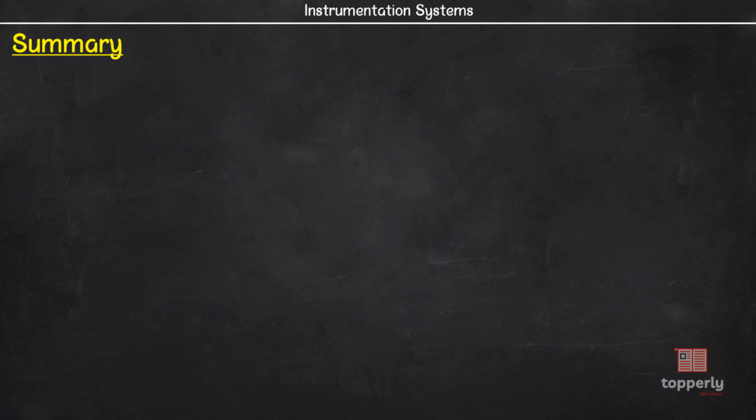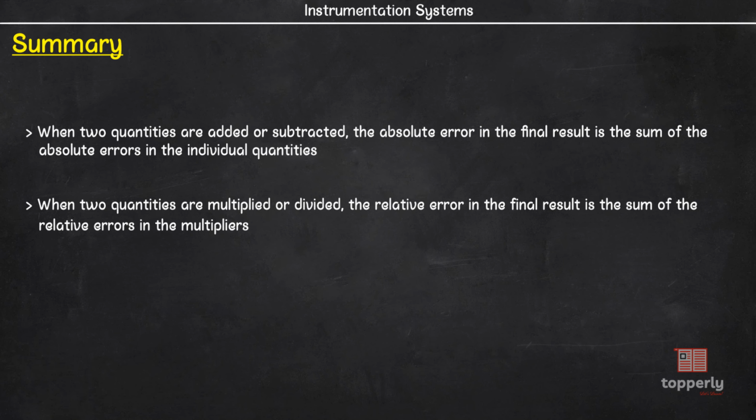To summarize, there are two golden rules that you should keep in mind while doing calculation with errors. They are: when two quantities are added or subtracted, the absolute error in the final result is the sum of the absolute errors in the individual quantities. And when two quantities are multiplied or divided, the relative error in the final result is the sum of the relative errors in the multipliers.